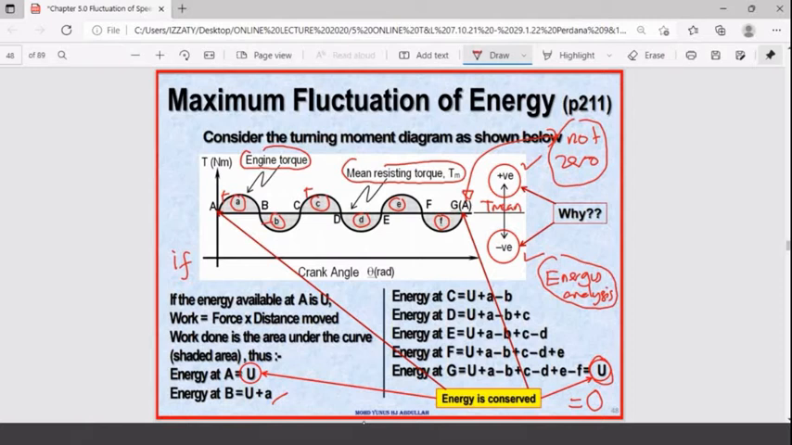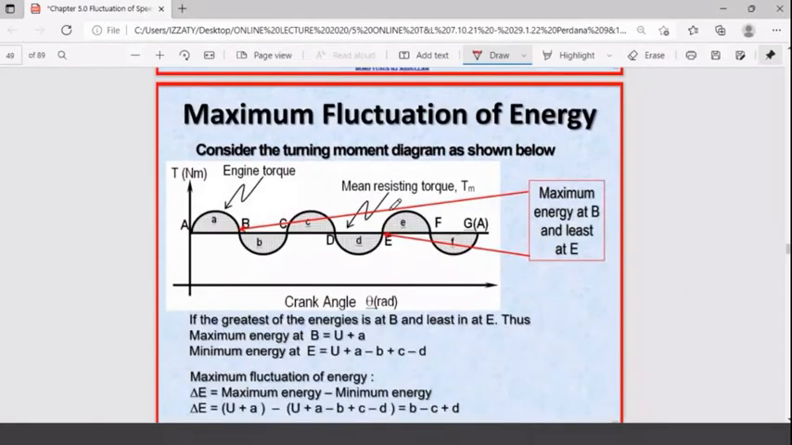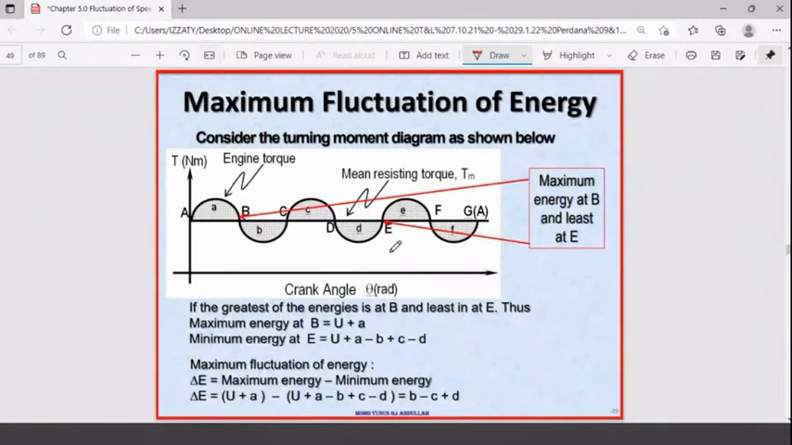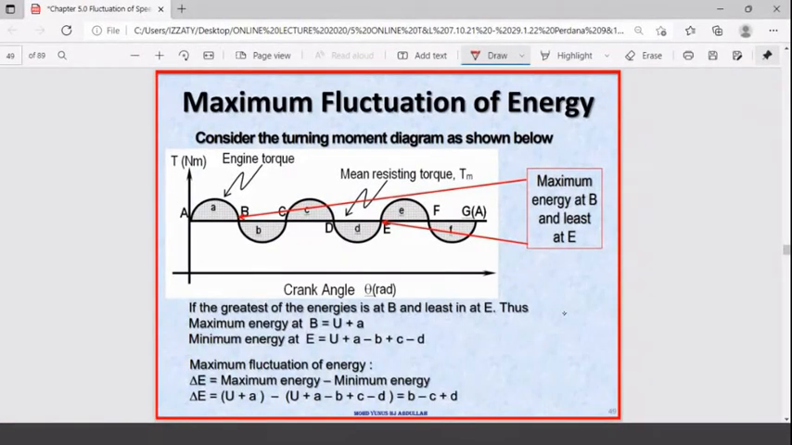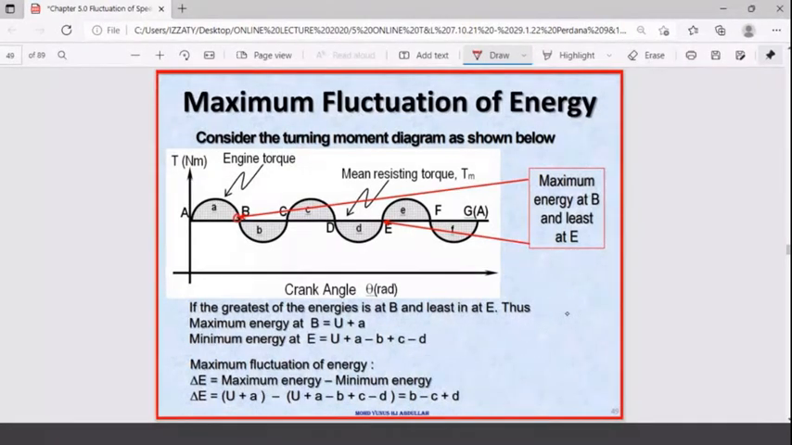Now you move on and on. Our aim now is to define what the E max and E min will be, right? Of course we don't have a numerical here, so we're going to assume. This is theory only. I'm going to assume the maximum energy is at B here, and the minimum energy is at E here, which I basically do not know unless I know the numerical values.